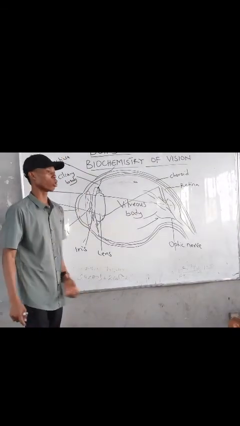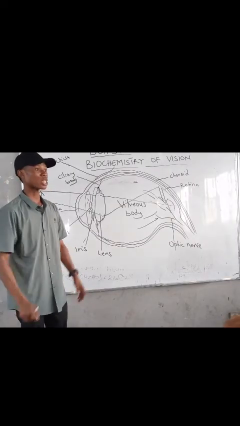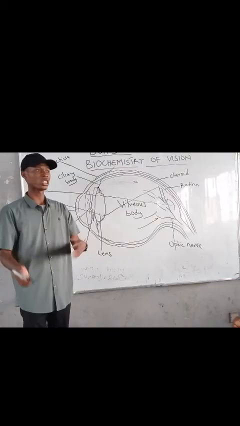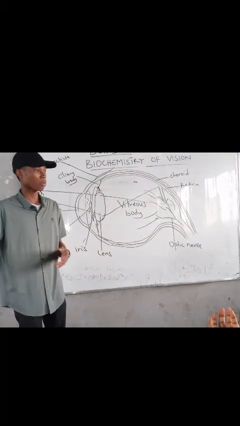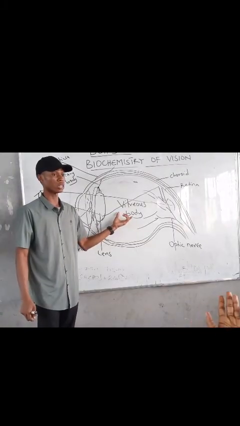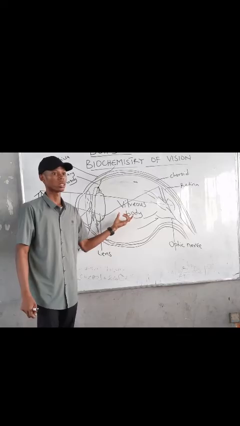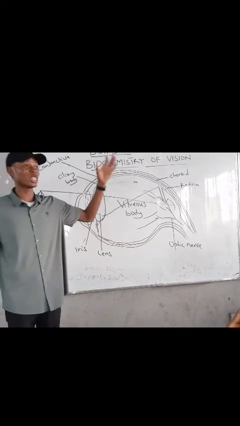Alright, now the vitreous humor, we said it contains how many percent water? 99% water. It can contain collagen. Collagen is a structural protein. It can contain small amounts of other proteins. And what is the function of the vitreous humor here? Maintain the spherical shape of the eye.